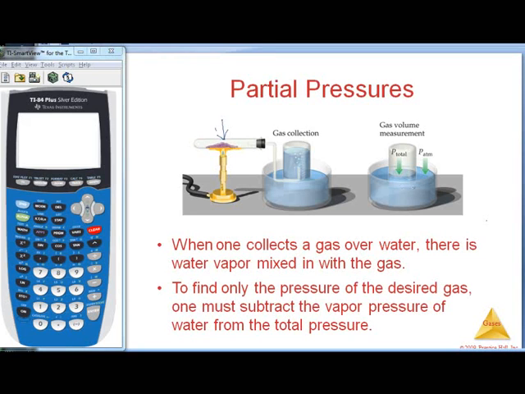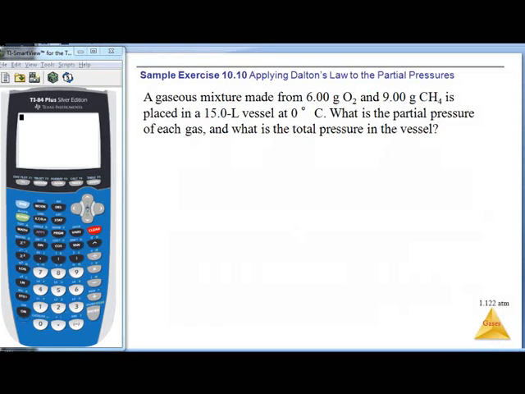So what you need to always do is adjust for how much of the pressure comes from the water vapor. In order to do that, you use a table that I think there is one in the index of our book, and you subtract off the pressure due to the water vapor. Okay, so to find the pressure of the desired gas, one must subtract the vapor pressure of the water from the total pressure. All right, and we'll see how we do that in a couple problems.